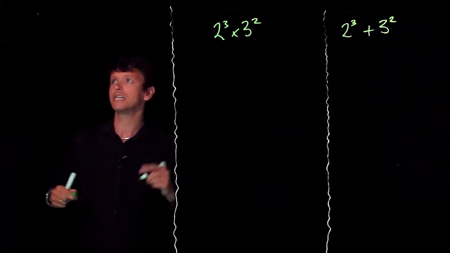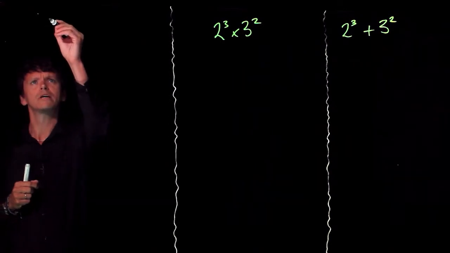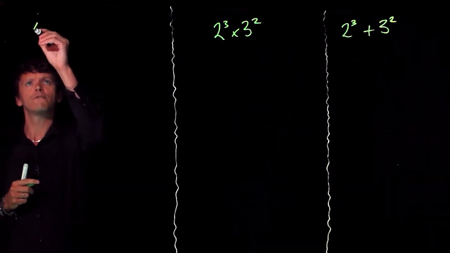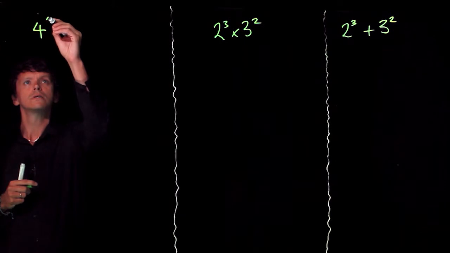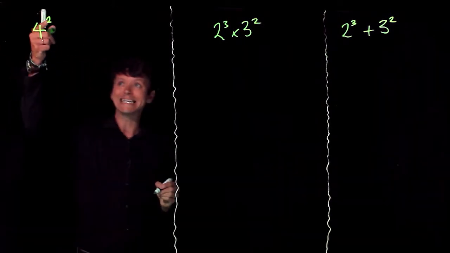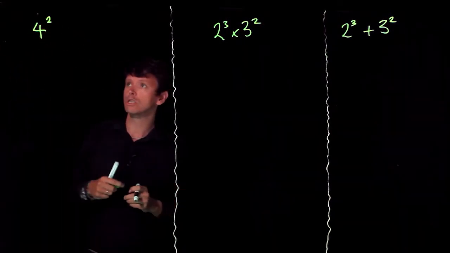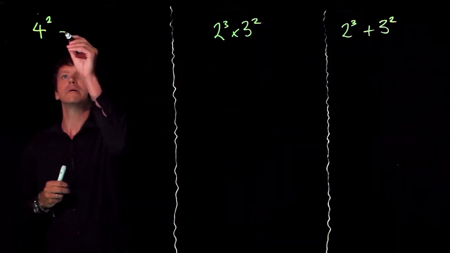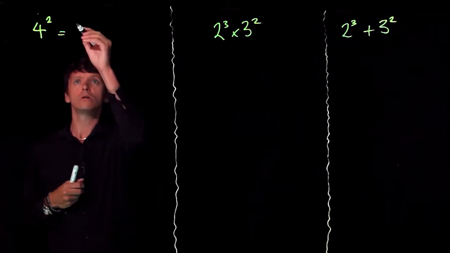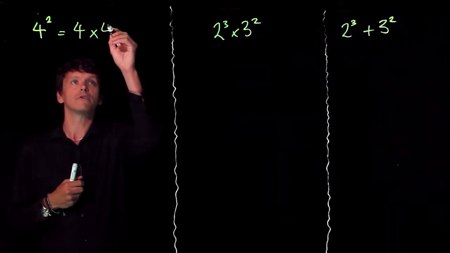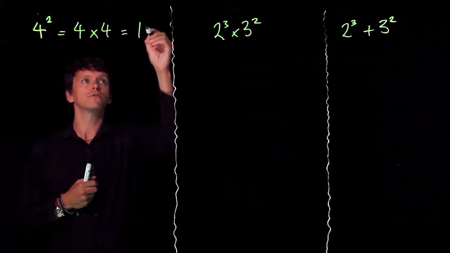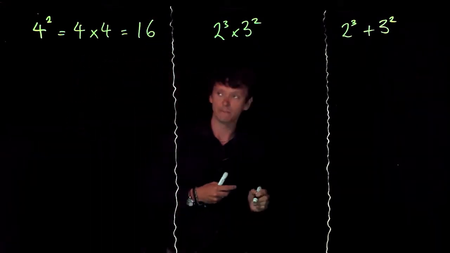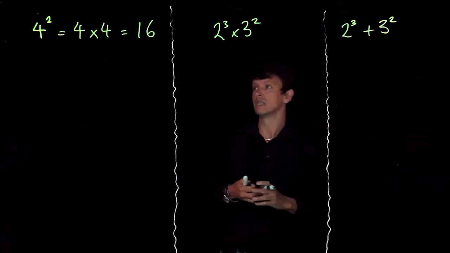So if we go back initially, just as a recap, if we think about 4 to the power of 2, that's our index, our power. 4 to the power of 2, which we would say is 4 squared, means just the number 4 times by itself, which equals 4 times 4, 16. Okay, so there's a square number.